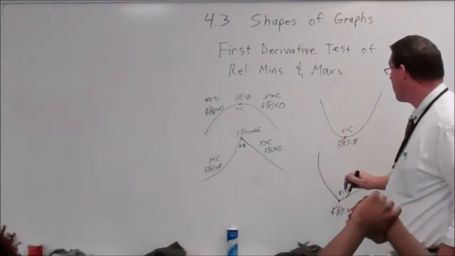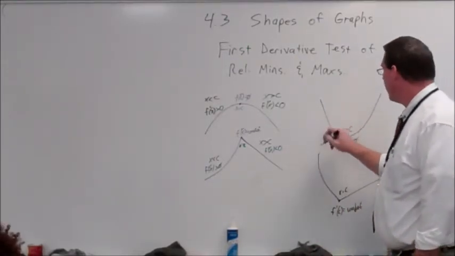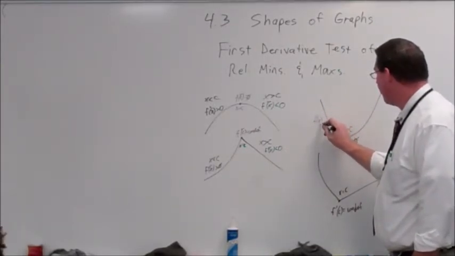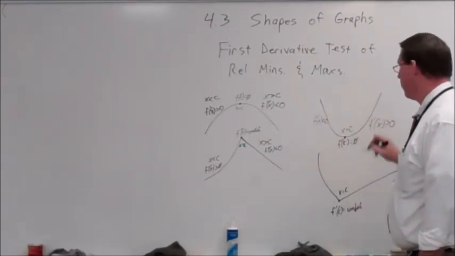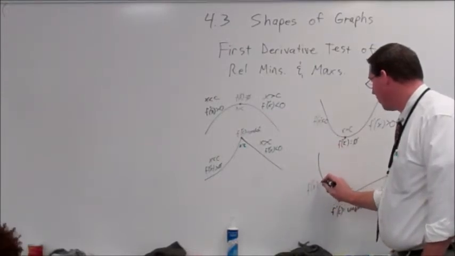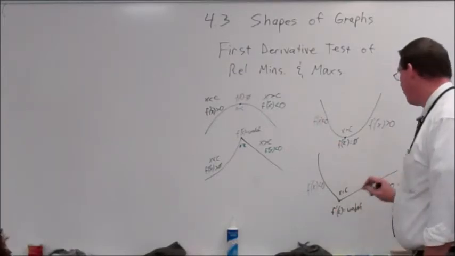And then for minimums, it's the opposite. What's going on the left side? That's right. In order to have a minimum, you have to go from a negative derivative to a positive derivative. You have to go from a negative derivative to a positive derivative in order to have a minimum.